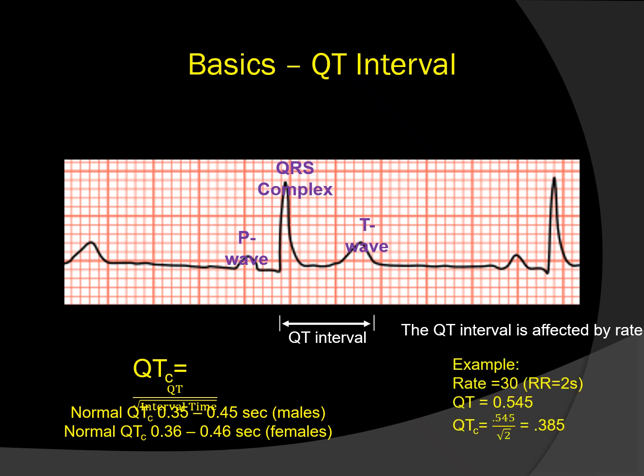To give an example, if a patient has a rate of 30, then we know that the RR interval time is 2 seconds. The QT, if it was 545 milliseconds, would seem long. But when we divide by the square root of the interval time, which is the square root of 2, we get the corrected QT more reasonable at 385 milliseconds.